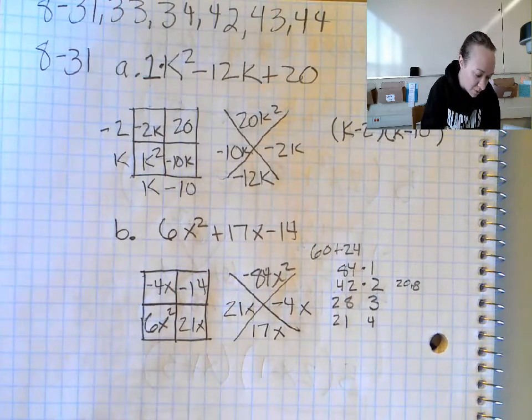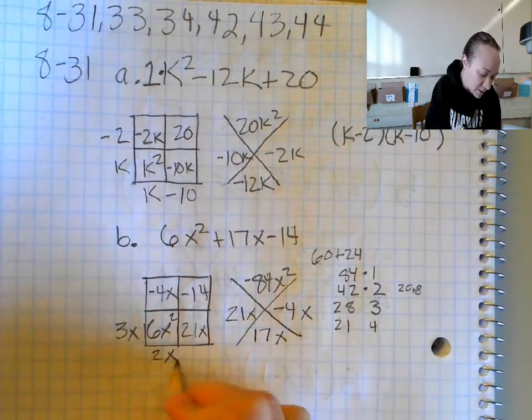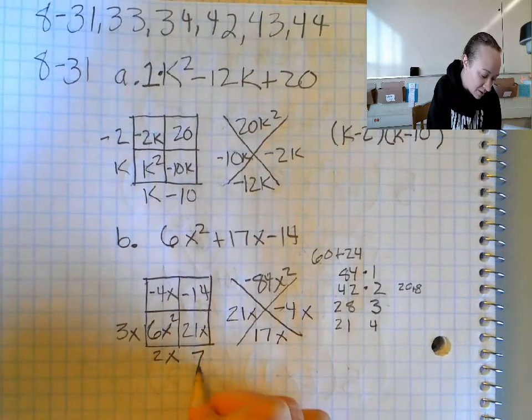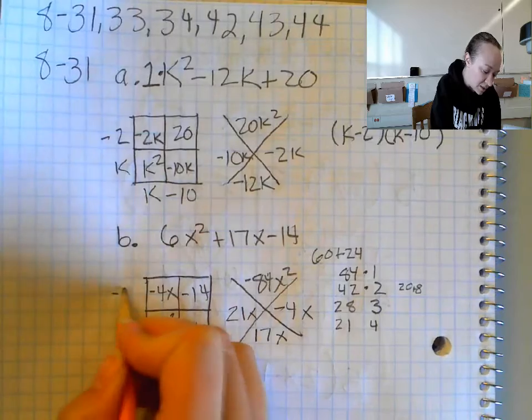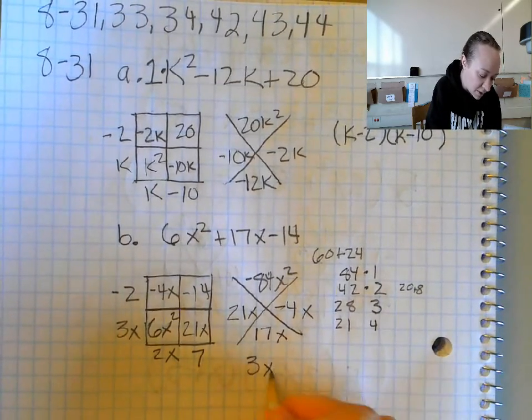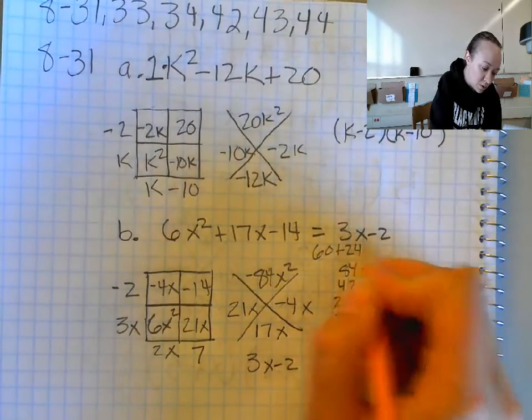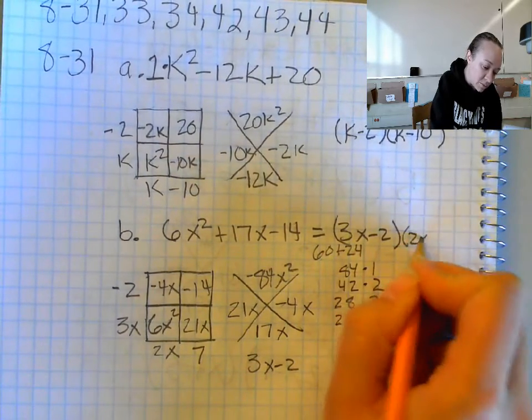Now I need some common factors. This would be a 3x and a 2x. That would need to be a 7. That would make this a negative 2. So 3x minus 2, which I guess I could do it up here. 3x minus 2. And 2x plus 7.